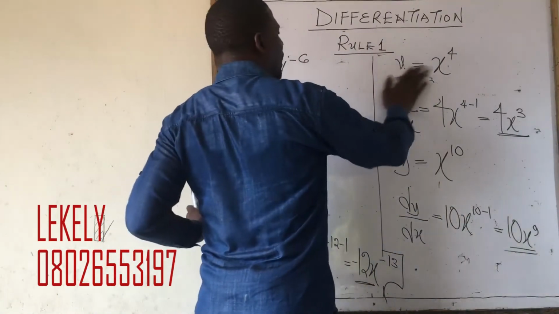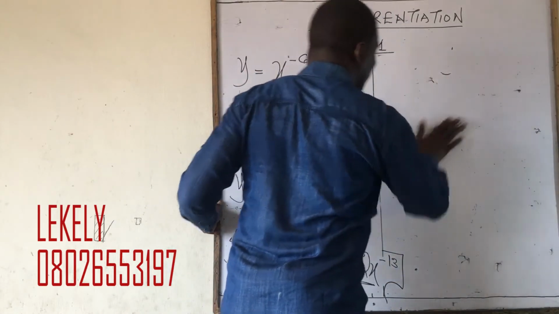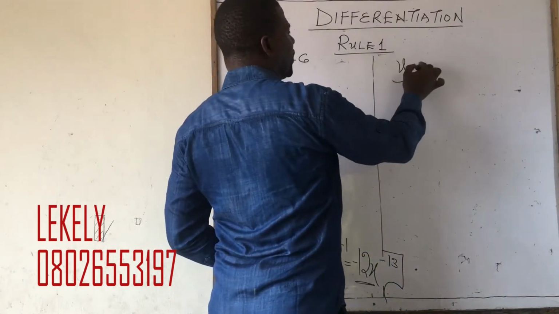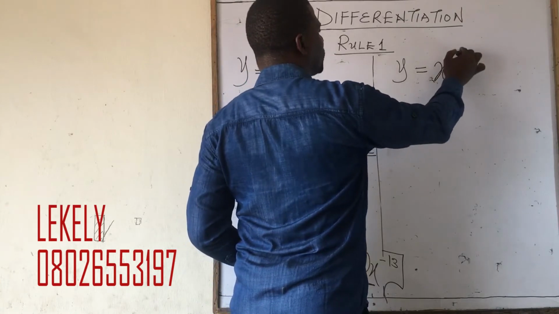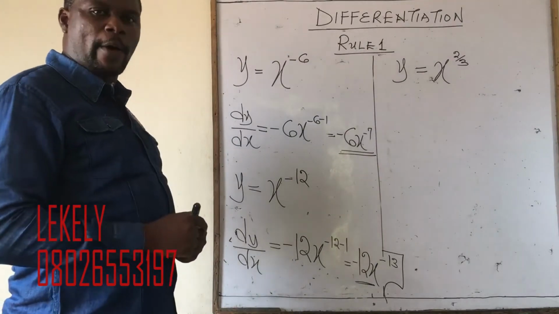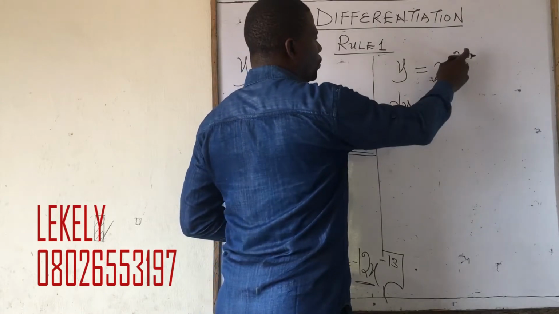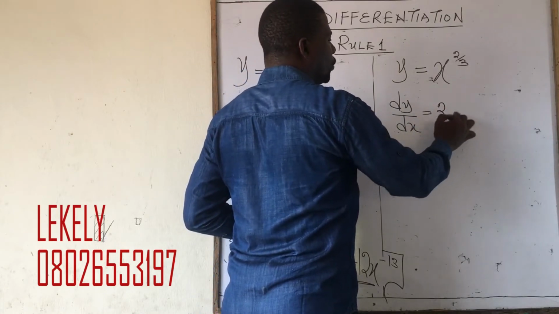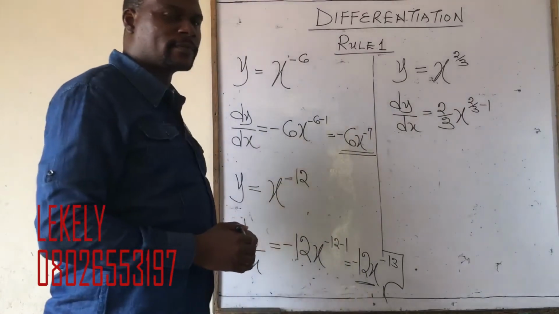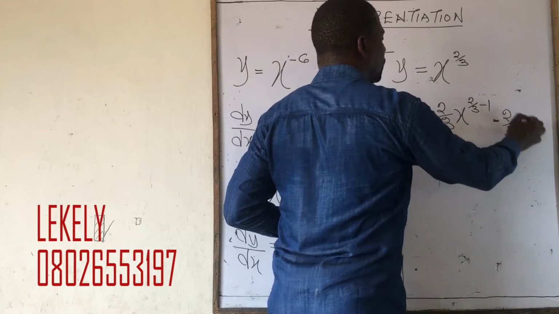Having said that, still on rule 1, now you can have a question like this. You can have a question like y equals x raised to power 2 over 3. Differentiate. That's a fractional power. So what you do is you say dy dx equals, bring down the 2 over 3, 2 over 3 x, then 2 over 3 minus 1. You see that? So this one will now give you 2 over 3 x raised to power.